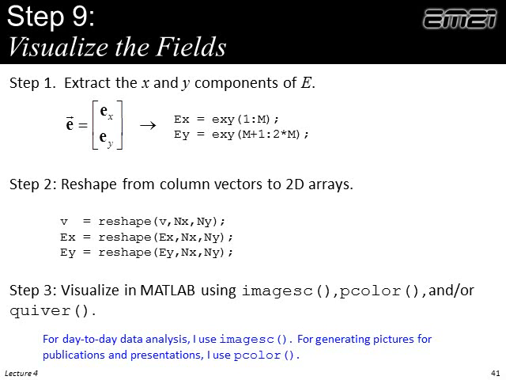If we want to visualize the fields, well, we've just calculated a composite column vector. We need to extract the EX and EY components separately. The X component is in the top half of that column vector, so it's just 1 to M, where M is the number of elements in the grid. And then the EY is on the bottom half. So we extract the numbers from the bottom half, and that's EY. Now we reshape our column vectors back to these 2D grids, and we have a V, an EX, and an EY, and now those are ready to plot.